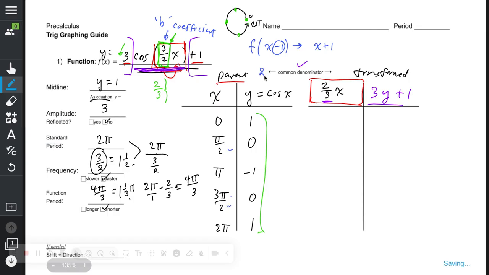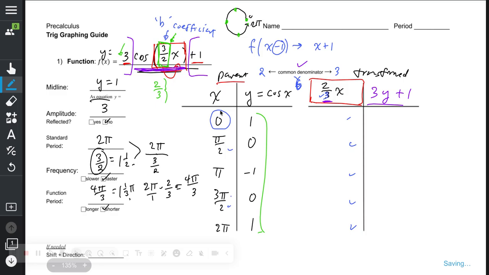The denominator over here in the transform table is 3. We're going to have to use 2/3 to 3 as a denominator quite often. So a common denominator between the two of them would be 6. I would like to write all 5 of these transformed x's using sixths. And you'll see. But let's just do this.